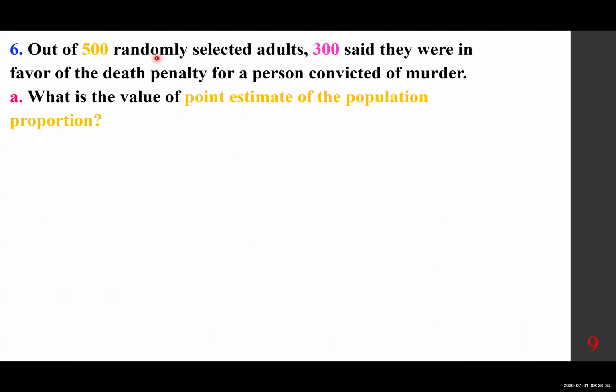Out of 500 randomly selected adults, 300 said they were in favor of the death penalty for a person convicted of murder. What is the value of the point estimate of the population proportion? First and foremost, what is given? Well, you're either for it or not, so that makes it a binomial distribution. We have 500 as n and 300 as x.